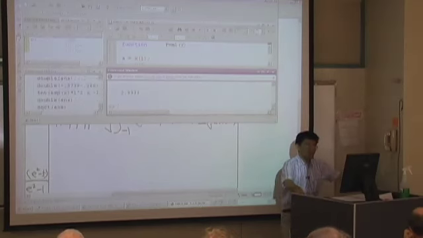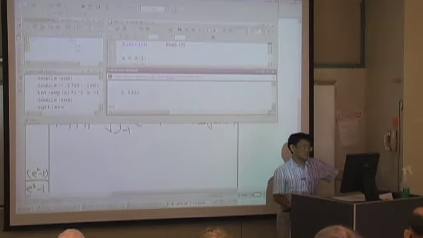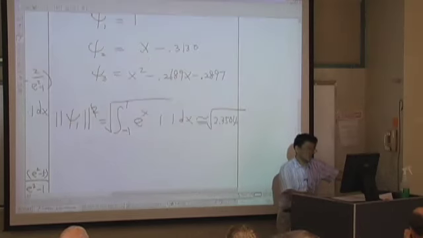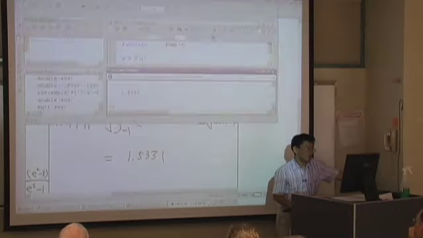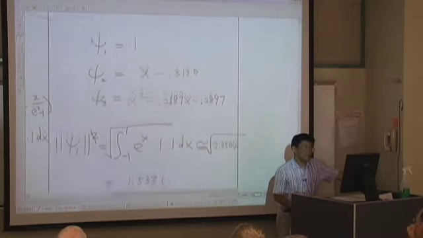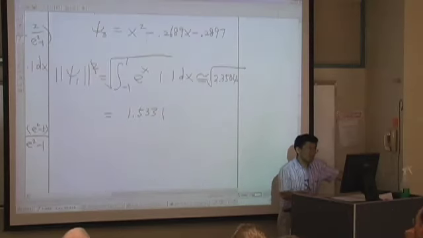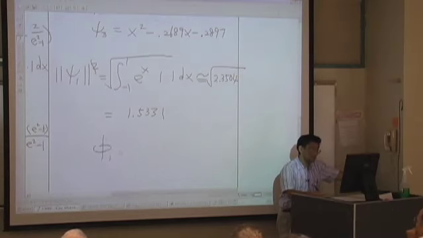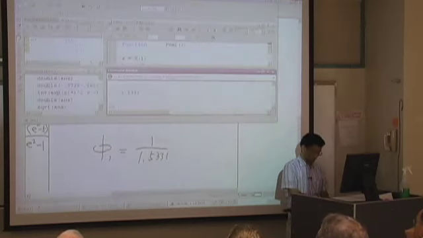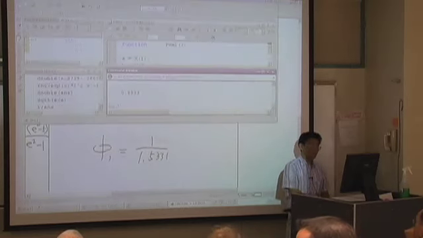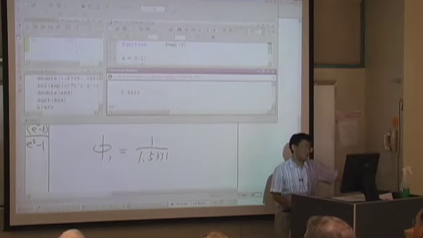It is 1.5331. Done, right? Then this should divide it. In other words, P1 equals 1 over 1.5331. And if we do this approximation, 0.6523.